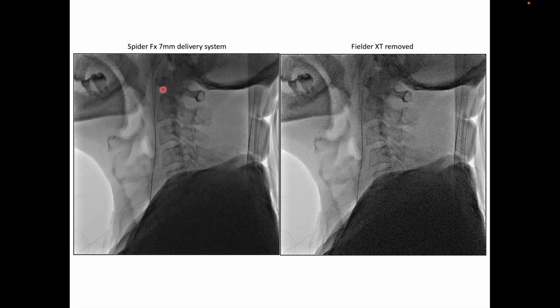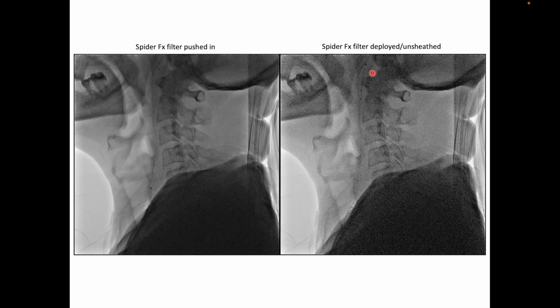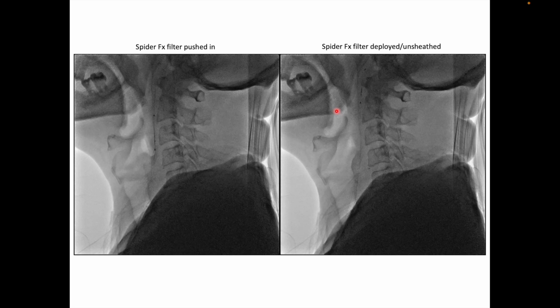Now once you reach the point where you want to deliver the filter, you will remove the Fielder XT wire. The delivery system is in position. You can see the marker there where the red dot is, and you've removed the Fielder XT wire, and you start pushing the filter through the delivery system, and once the distal marker gets aligned with this delivery system marker, then you unsheath the filter and the filter gets deployed as seen here.